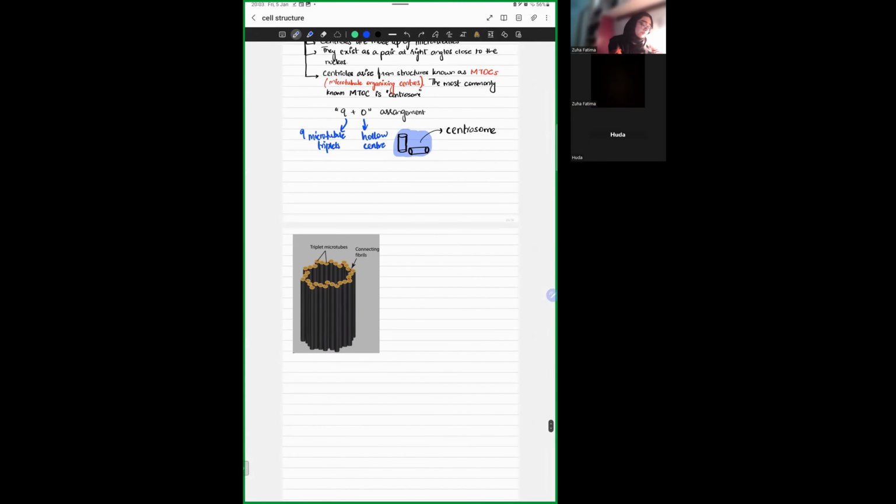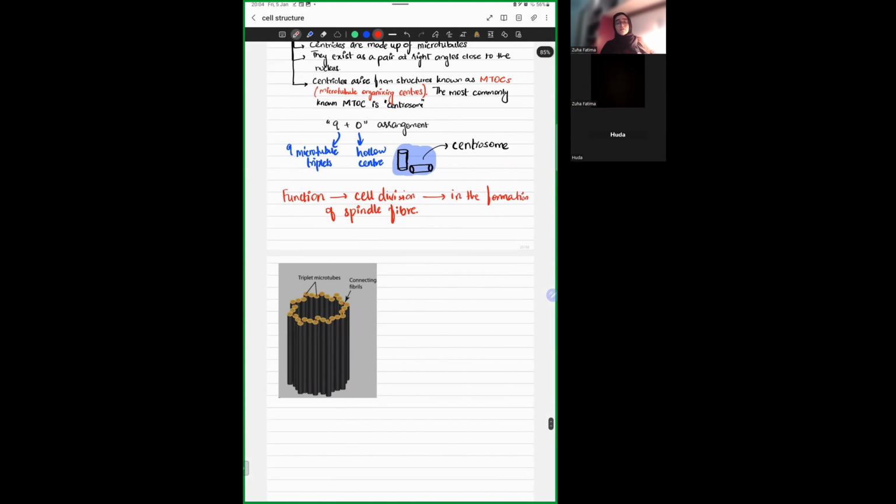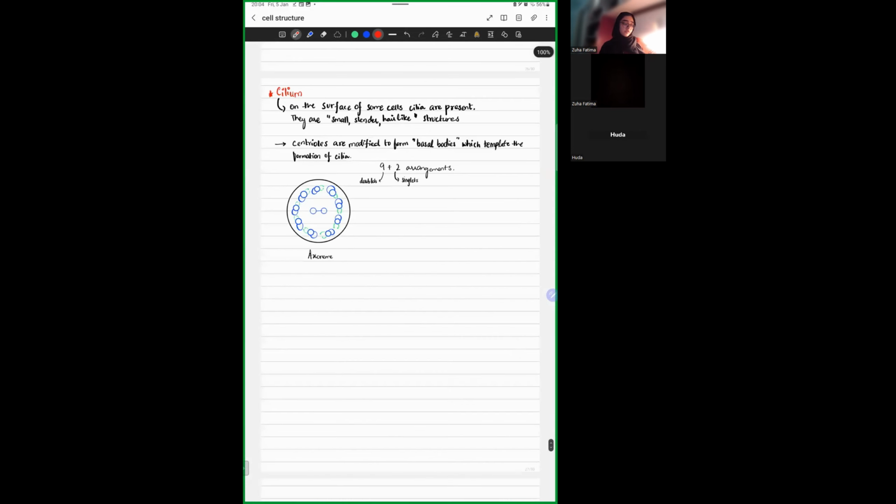The function of a centriole is basically in cell division, and that too in the formation of spindle fiber. Okay, that's all for centriole. Any questions? Or else I will move to the structure of cilia.